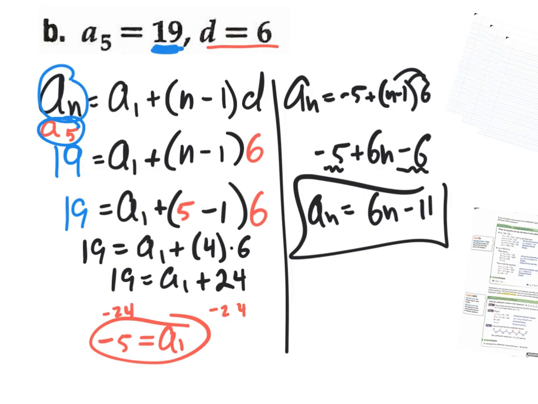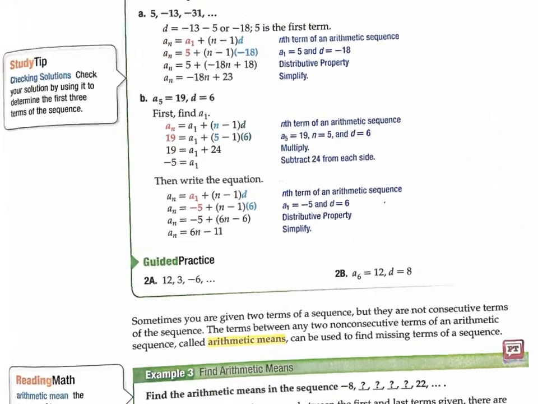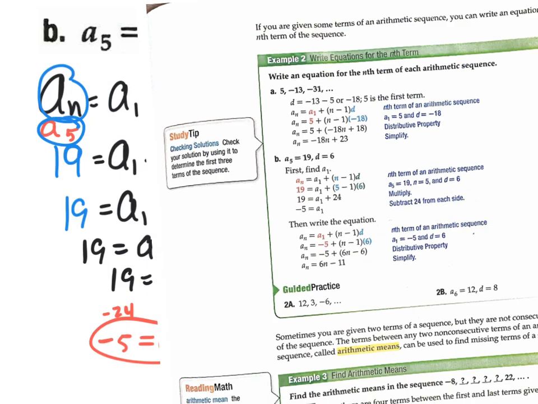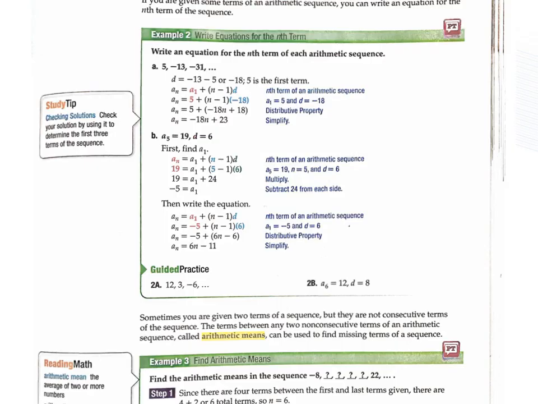So let's just go back to our book to verify that. As you could see, they show all that same work right here, and they end up with that a sub nth rule being 6n minus 11. That's exactly what we have over here. A sub n equals 6n minus 11. There's definitely a lot more to this section, but I want to break up this section into two pieces. So let's jump to the actual practice of these first two examples of writing the a sub nth rule.